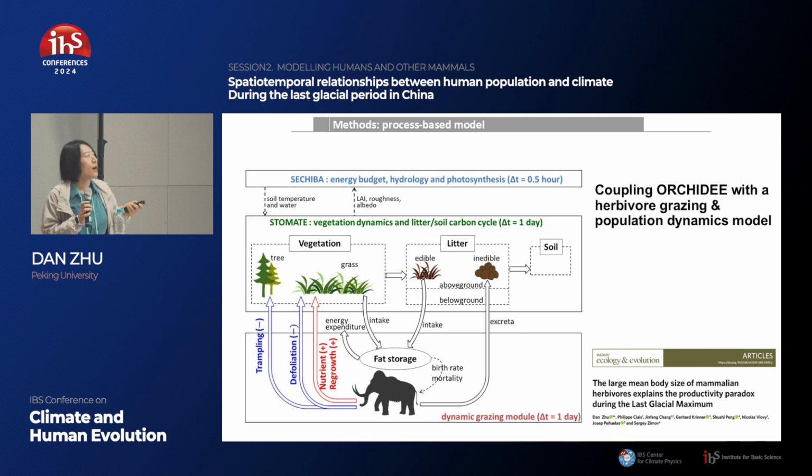Previously, we included an animal model into ORCHIDEE, which can simulate the herbivore population dynamics. It simulates the daily grazing activities, the food intake and energy expenditure of the animals at daily time step. And every year, the population is updated based on the birth rate and mortality rate, which in turn is affected by the daily food availability. We also account for the feedback of the animals to the vegetation. This model was used to explain the productivity paradox during the last glacial maximum.